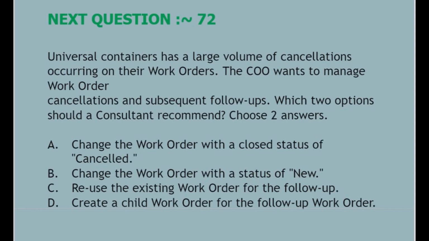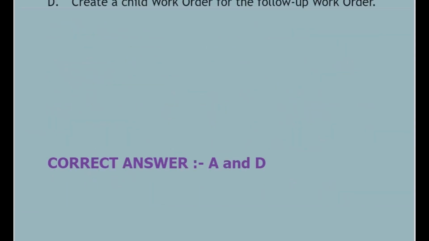Option A. Change the work order with a closed status of cancelled. Option B. Change the work order with a status of new. Option C. Reuse the existing work order for the follow-up. Option D. Create a child work order for the follow-up work order. Correct answer is option A and option D.